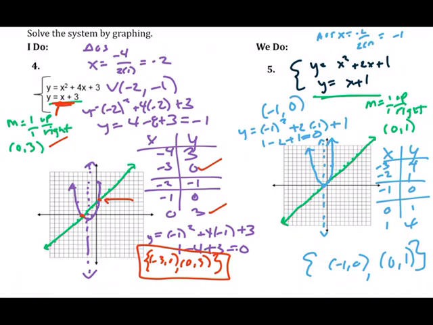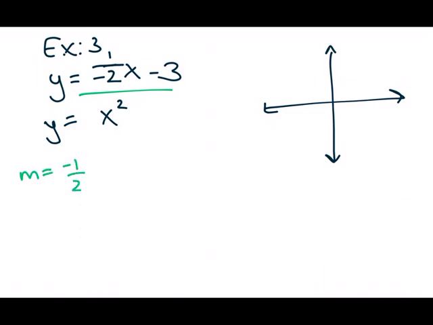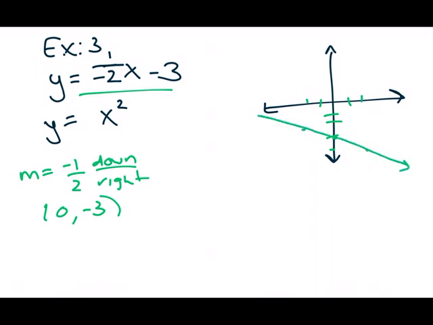So actually, let's look at one more that is a different case. So here I have the line y equals negative 1/2 x minus 3, and the quadratic y equals x squared. So let's look at our line first. Our slope is negative 1/2, which means we're going to go down 1 and 2 to the right. Our y-intercept is (0, -3). Down 1, right 2. Up 1, left 2. And then we're going to connect.